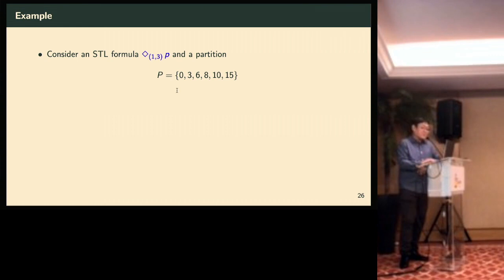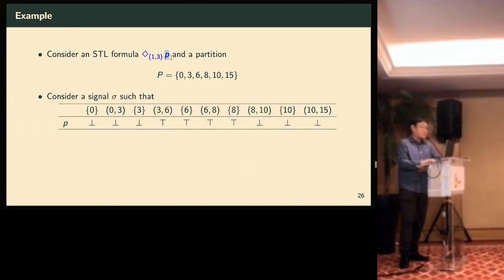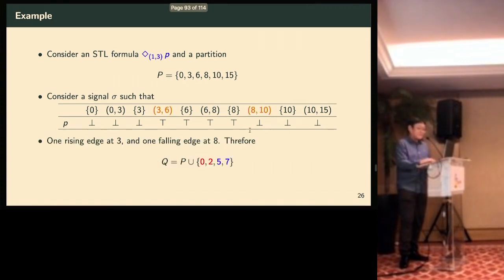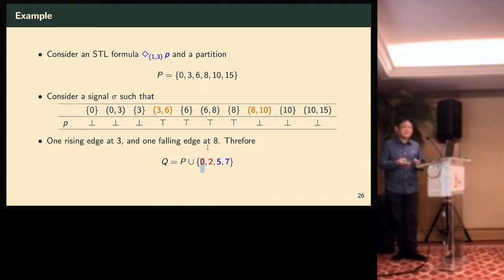An example: suppose this formula has a partition by these time points, and suppose the atomic proposition is stable for all these intervals. Even though there are many time points, 1, 2, 3, 4, 5, 6, there is only one rising edge and one falling edge. Therefore, you only need to consider 2. The partition Q would be just P union these 4 time points, so the size is minimally increased. It is a very simple idea.